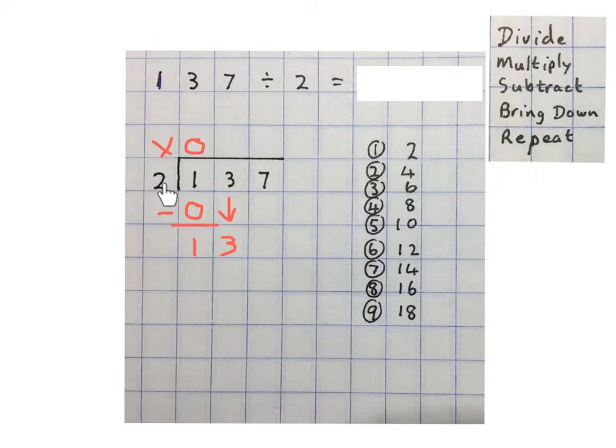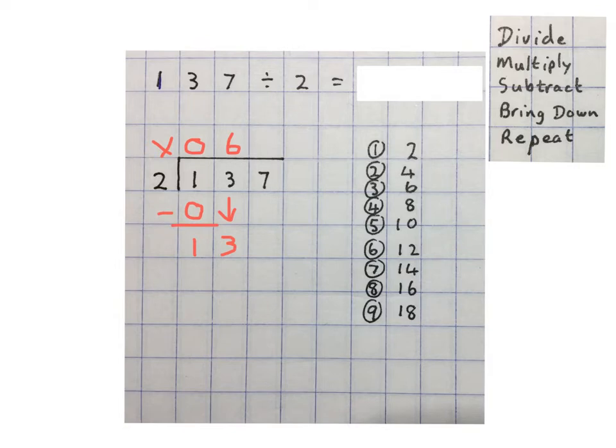You say 2 goes into 13 how many times? I go and look here. What is the biggest amount of 2s I have that is just less than 13? In this case, 12. So there is 6 2s in 12. So there will be 6 2s in 13. I write the 6 up there.